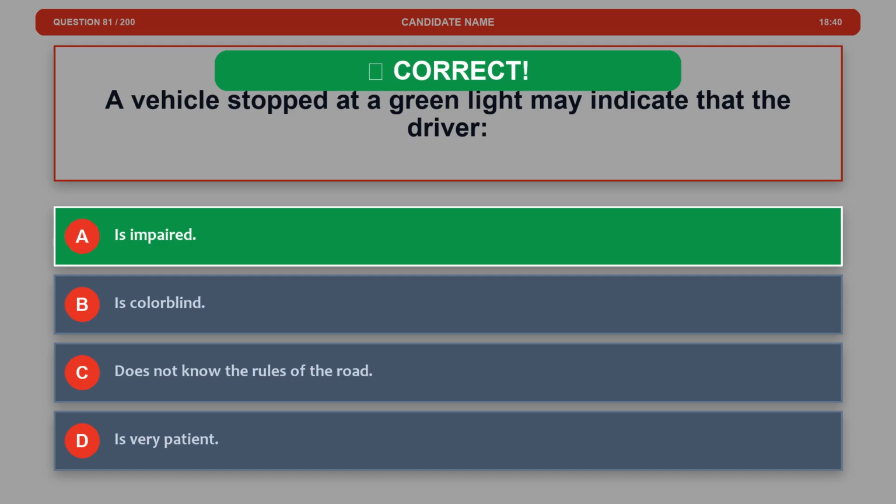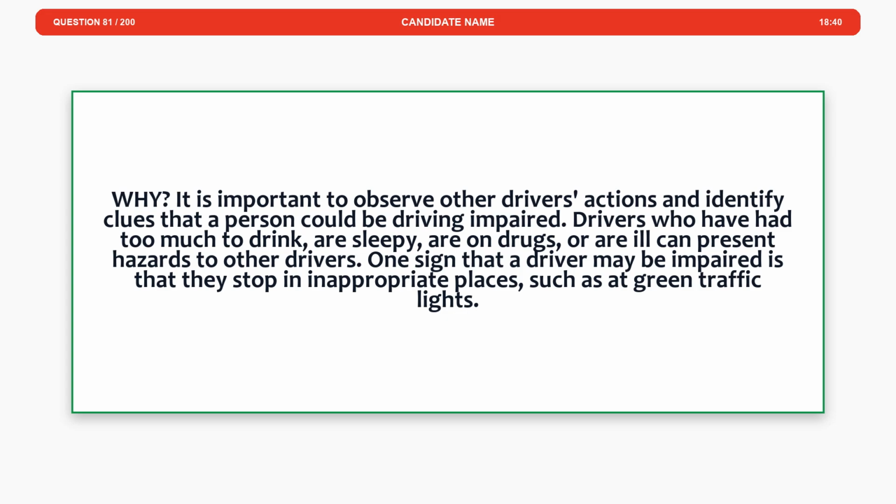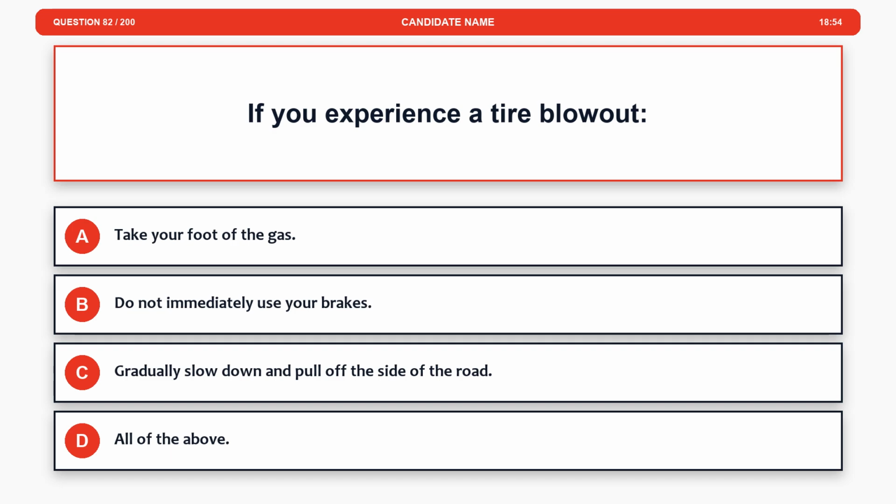The correct answer is option A, is impaired. Explanation: it is important to observe other drivers' actions and identify clues that a person could be driving impaired. Drivers who have had too much to drink, are sleepy, are on drugs, or are ill can present hazards to other drivers. One sign that a driver may be impaired is that they stop in inappropriate places, such as at green traffic lights.